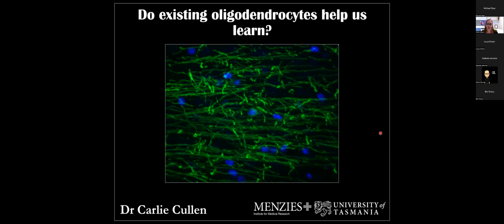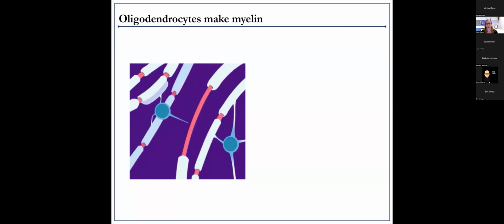I'm going to talk primarily a little bit about the work that I did while I was still in Carlie's lab. And that is trying to understand how existing oligodendrocytes help modulate neuronal activity and help us learn. And so Ben did a really good job of already explaining what an oligodendrocyte is and describing myelination and the formation of internodes and the nodes of Ranvier.